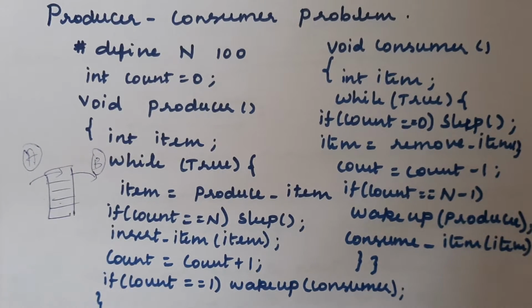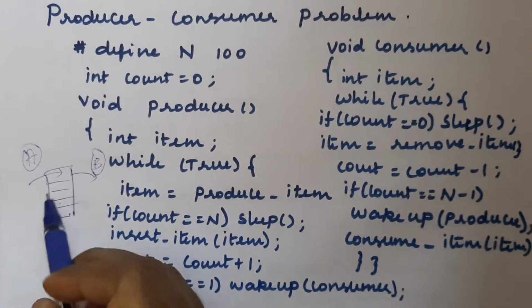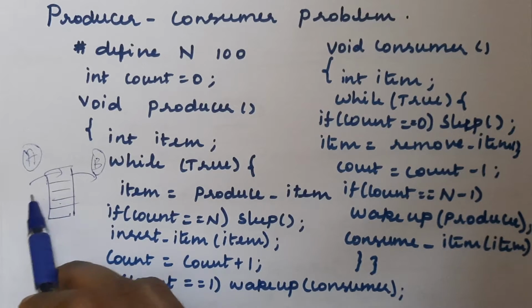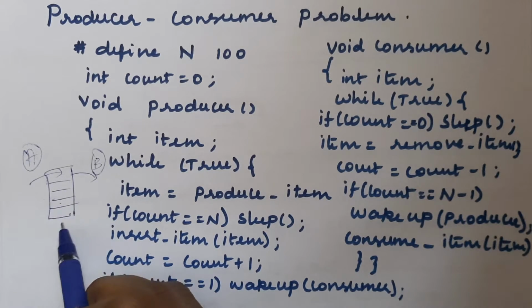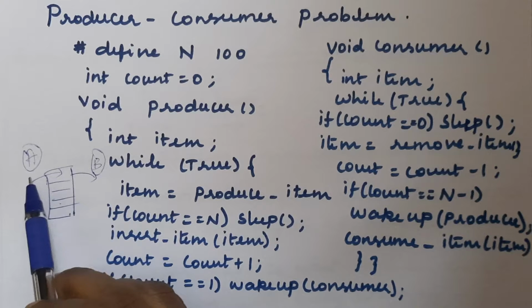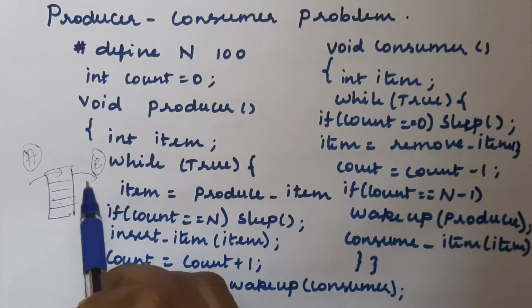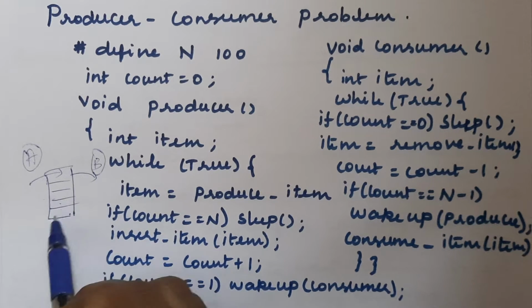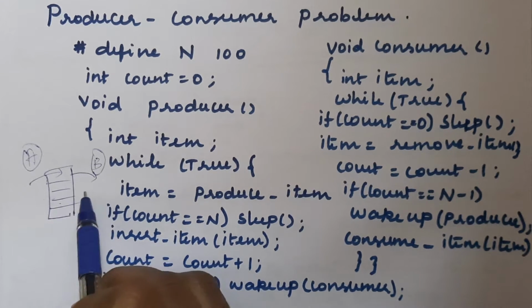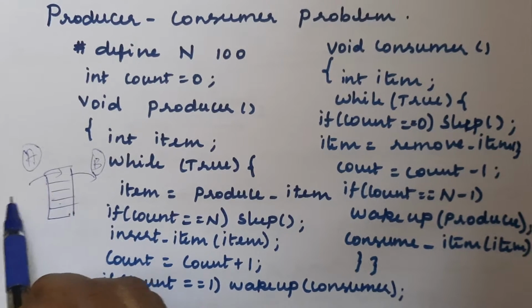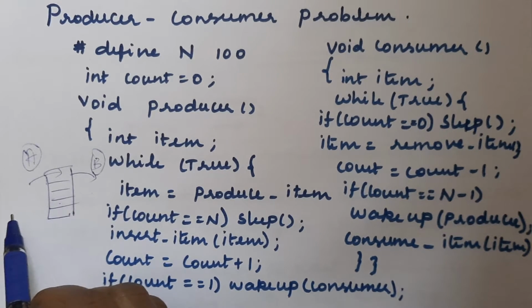Since it is a bounded buffer, once it is occupied with all the data items produced by the producer process, the producer process has to wait. In the same way, once the consumer has received all the items from the buffer, it has to wait until items are produced by the producer process.